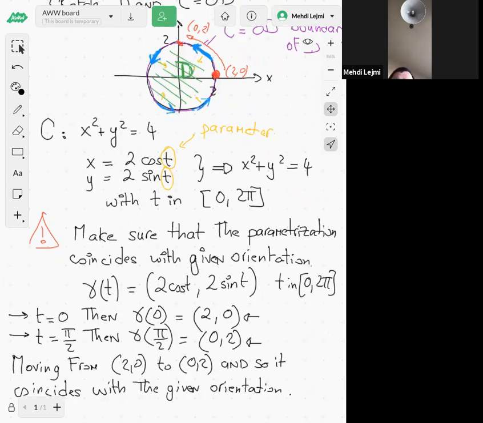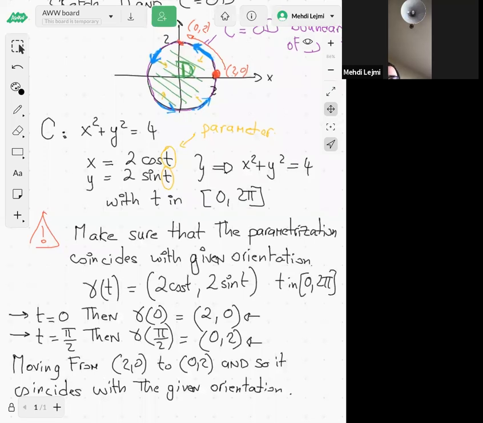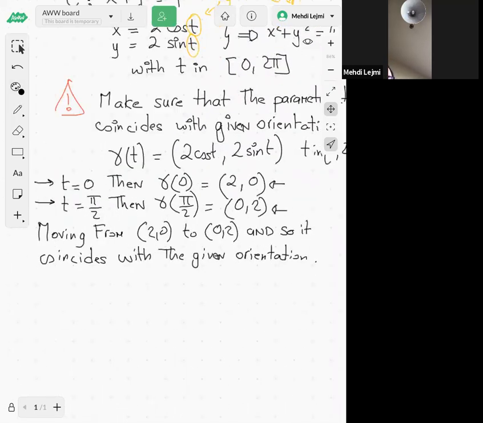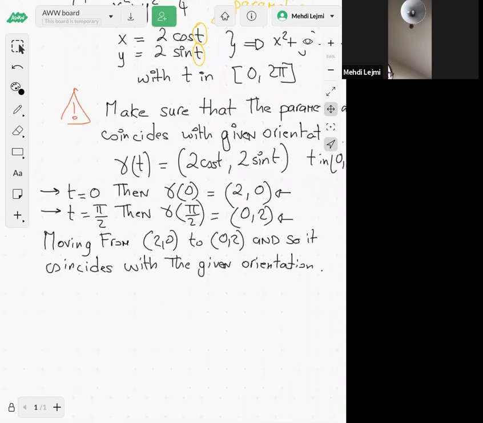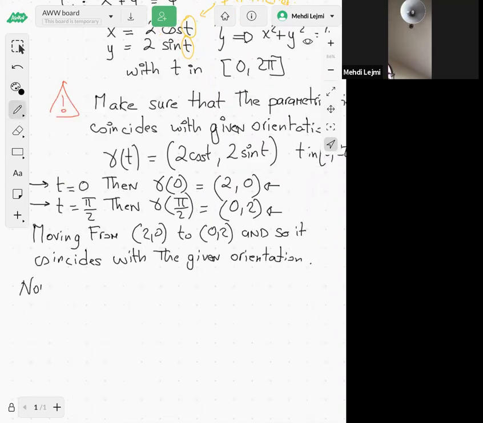All right, so I got the parameterization, and it's actually the right parameterization because it coincides with the given orientation of the curve, of the boundary. Now, of course, I can compute my vector line integral. Once we have the parameterization, we are ready, and we can evaluate my vector line integral.